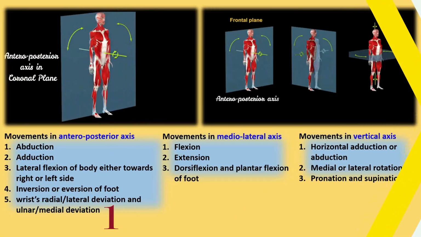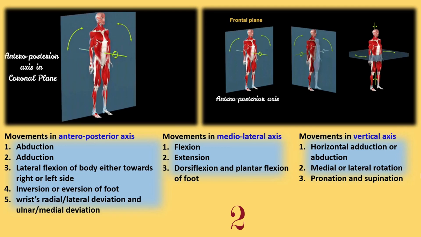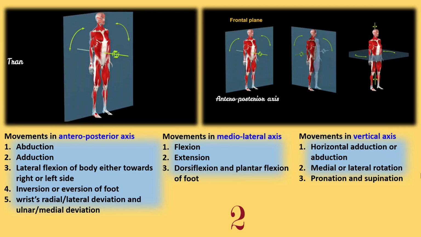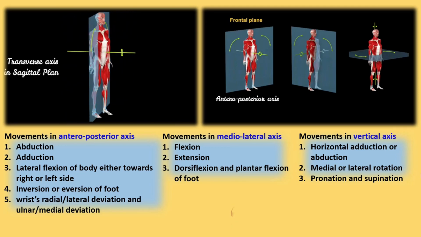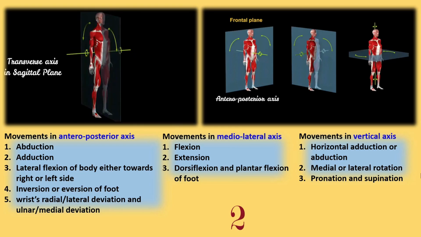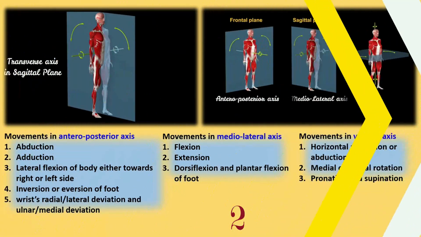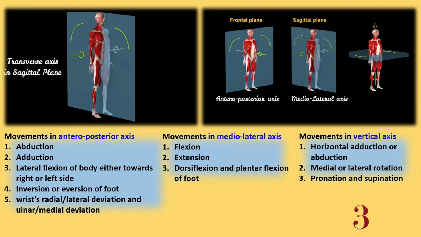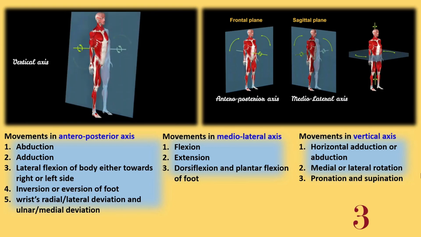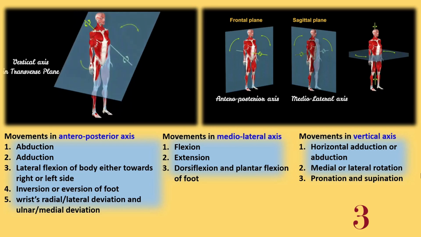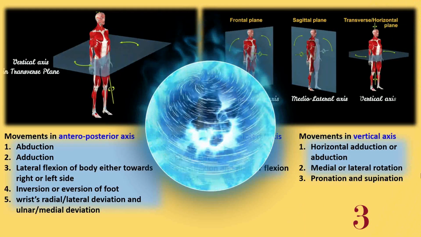Coming to number 2, transverse or mediolateral axis in sagittal plane, produces flexion, extension, and dorsiflexion or plantar flexion of the foot. Finally, number 3, vertical axis in transverse plane, produces horizontal adduction or abduction, medial or lateral rotation, and pronation or supination of the forearm.